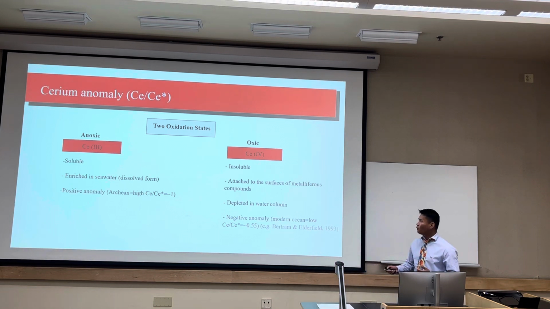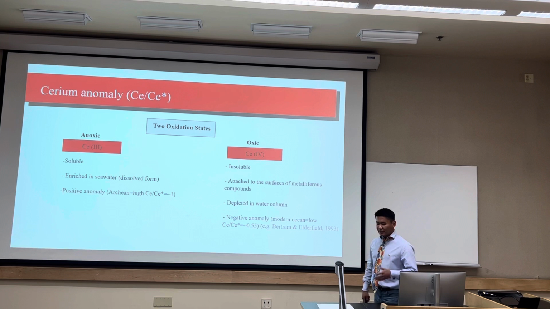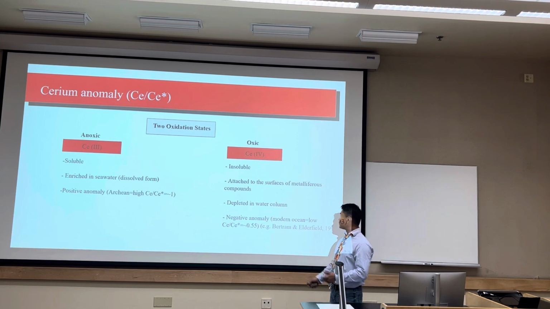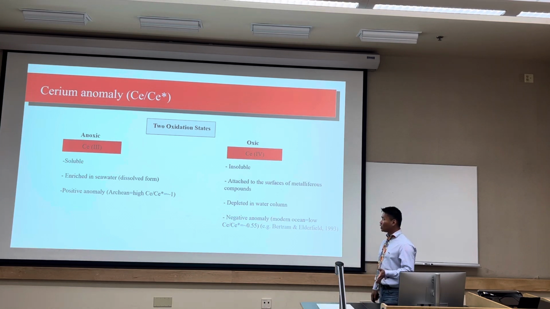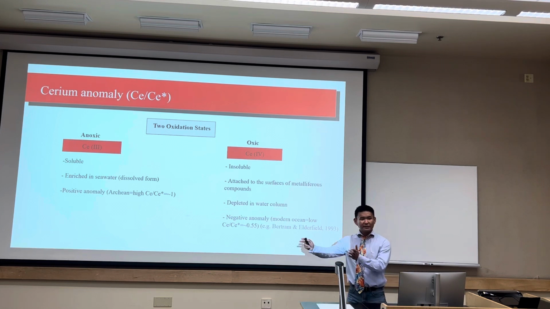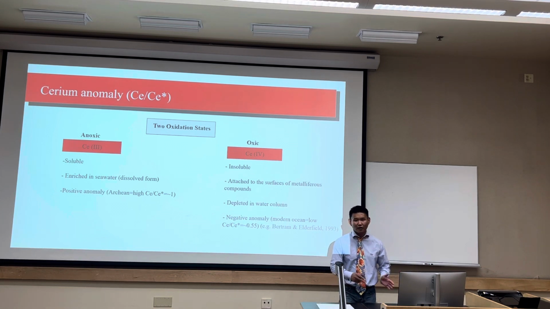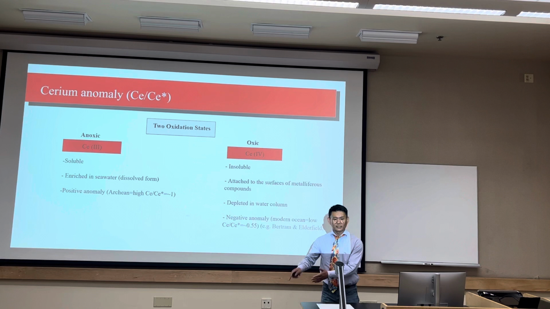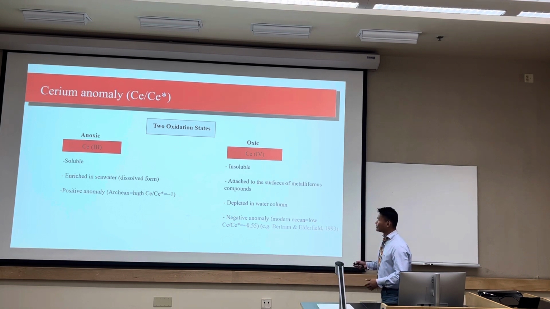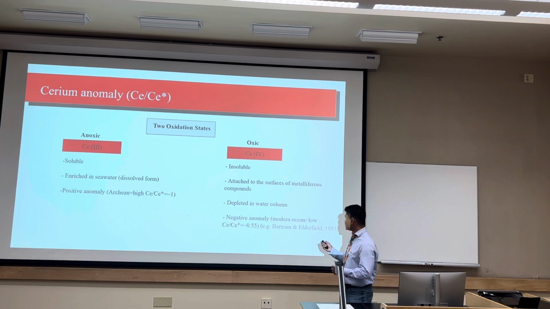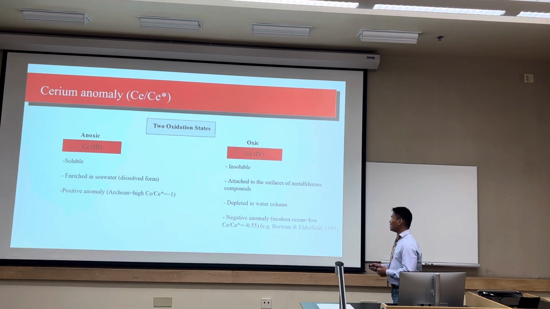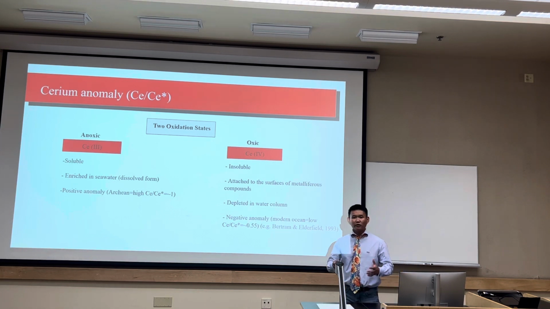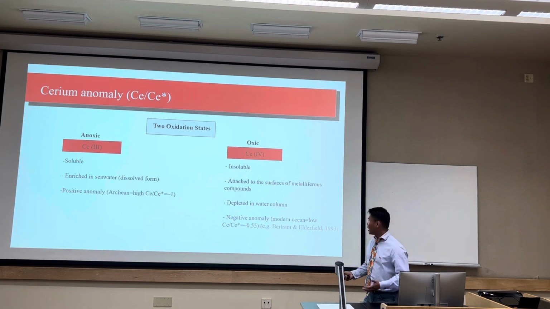As compared to cerium 3, we have cerium 4. Cerium in the oxic condition is being oxidized to become cerium 4, and it is relatively insoluble. When it's insoluble, it's easy to attach to iron and manganese oxide or particulates and sink down to the sediment. In order to be removed from the seawater column, that's why you have the depleted concentration in the seawater, and then you have a negative anomaly. For example, the modern ocean is considered oxygenated, so you have a low cerium anomaly.